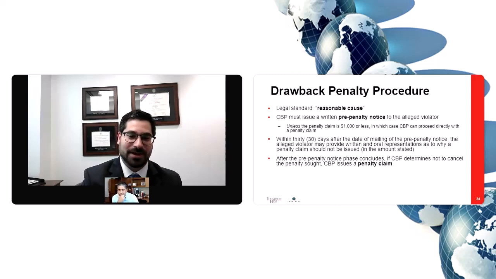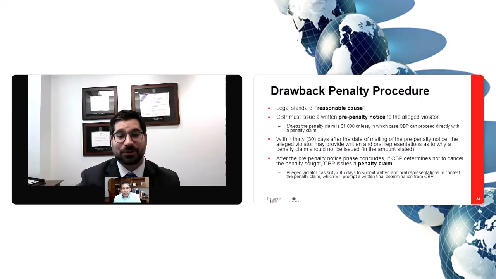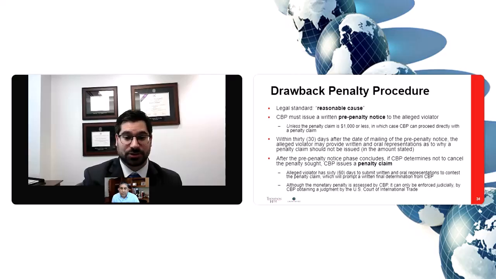And at that point, the violator will then have 60 days to contest that penalty claim. And at the conclusion of that, that'll lead to a written final determination by CBP. What's kind of awkward about this is, weirdly, CBP can't actually enforce the penalty claim. It actually has to pursue relief by advocating for this administrative penalty to be enforced judicially. So what would end up happening is CBP goes to the Court of International Trade to obtain a judgment to actually collect. So there's a little awkward hiccup.